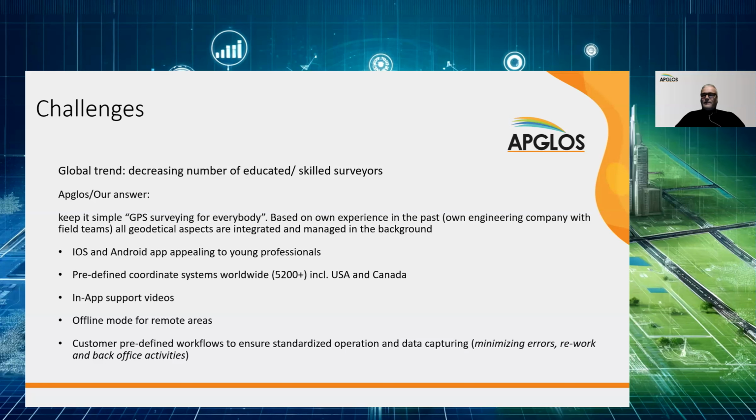We entered over 5,200 coordinate systems, including the United States of America and Canada. Within the USA as well as in Canada there are multiple ones, and for the Netherlands it's only one. So we made it a little bit easier to enter that coordinate system. And besides that, we also wanted to integrate and help our end users.